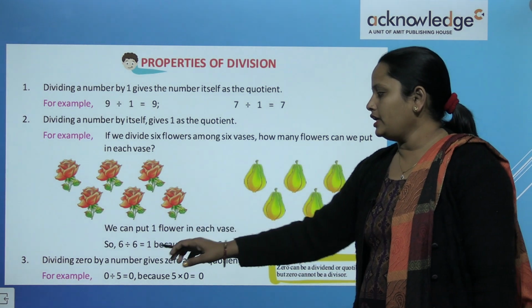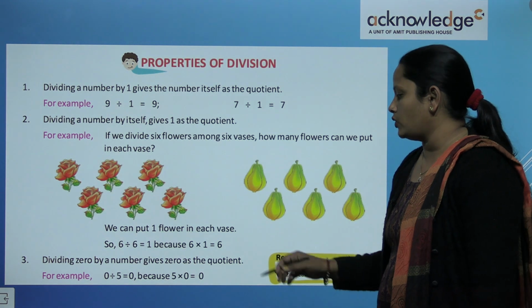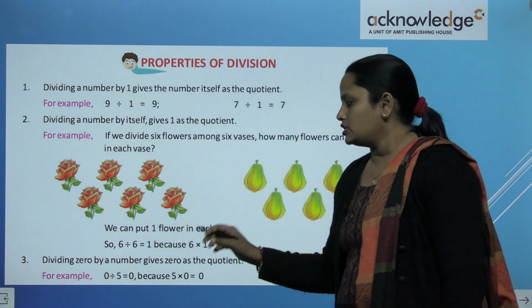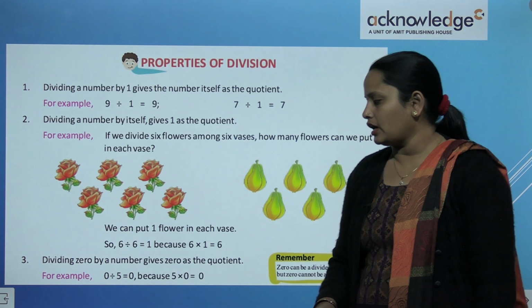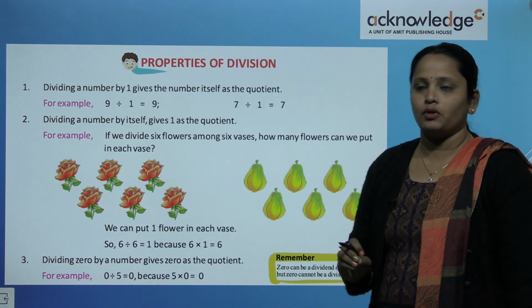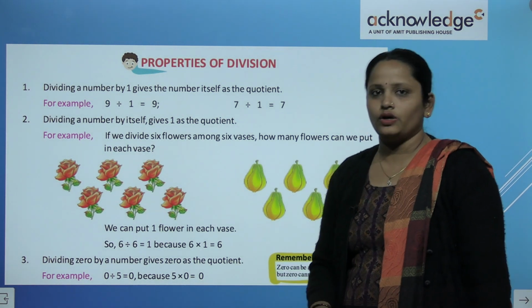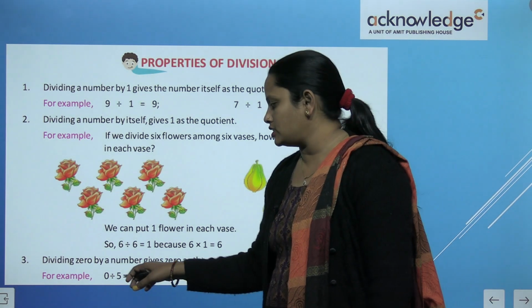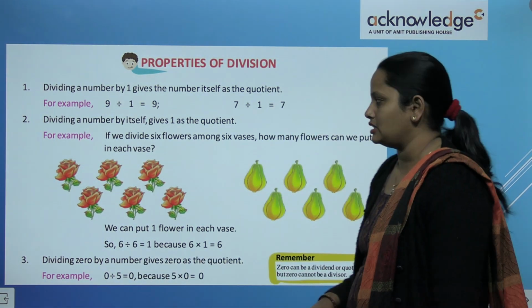Similarly, dividing 0 by a number gives 0 as the answer. 0 एक number है, अगर हम उससे divide करेंगे किसी भी number को, we will get 0 as the answer. So here the answer is 0. 0 divided by 5 is 0.